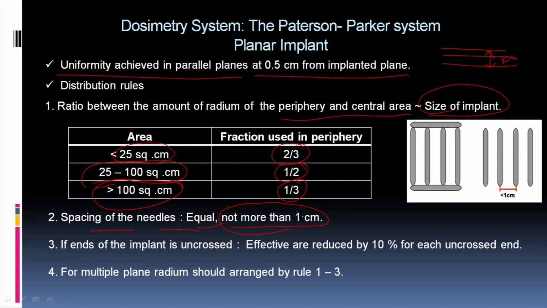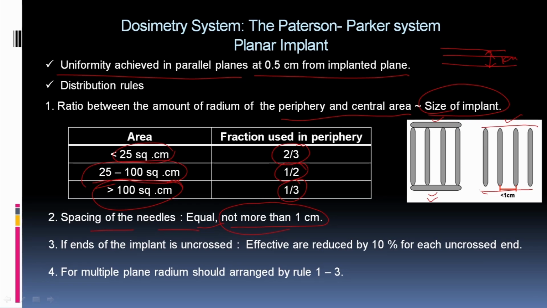Now, if one end is uncrossed, here you can see we have two types of implant. This is the first type, where both ends are crossed by needles. But in this type of implant, the upper end and the lower end are uncrossed. If we have an uncrossed end, then the effective area will be reduced by 10% for each uncrossed end. Here we have two uncrossed ends, so the effective area will be reduced by 20%, 10% for each.